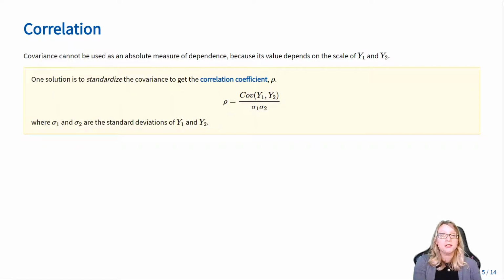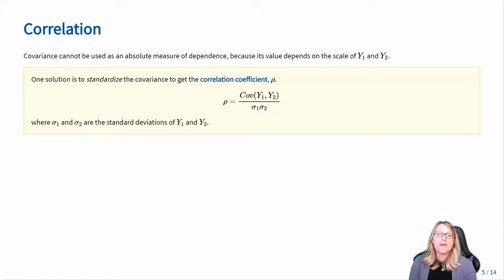One solution to get around this is to standardize the covariance, and here's how we do that. We'll standardize the covariance by dividing by the standard deviation of variable 1 times the standard deviation of variable 2. Here denoted sigma, not sigma squared like the variance. What this gives us is the correlation coefficient, which we will denote as rho.